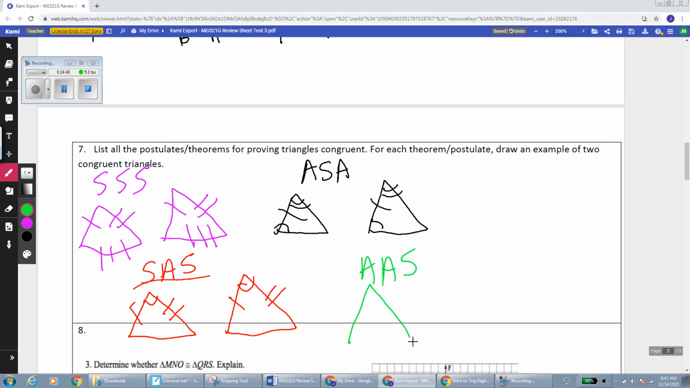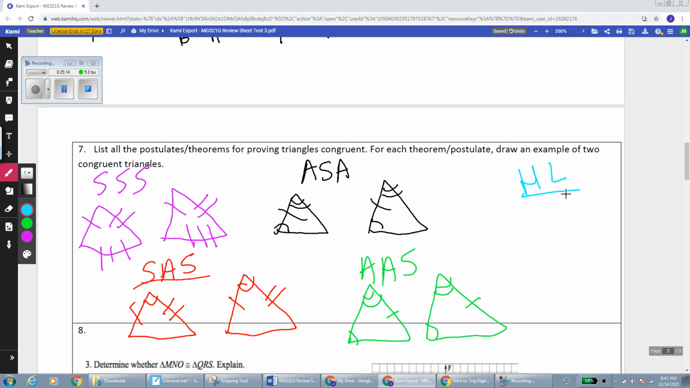So for AAS, we also, once again, need two congruent angles, but unlike ASA, instead of putting the side in between the angles, we need it after the angles. You could have also put it here. That works just fine as well. AAS. And our last one is HL.